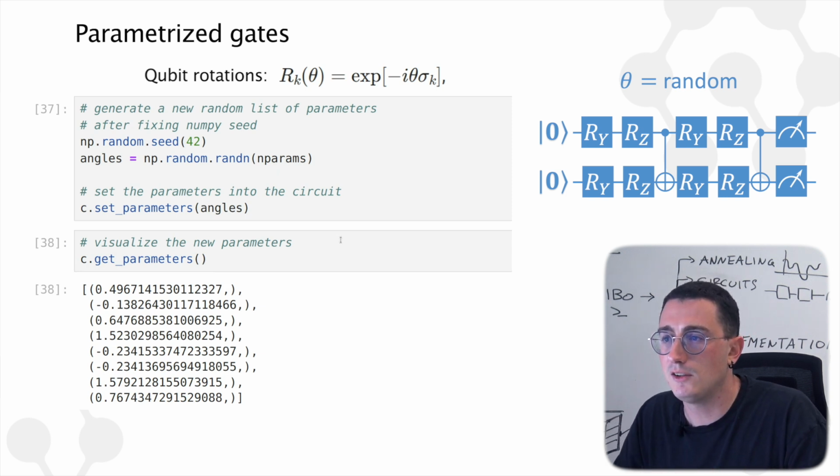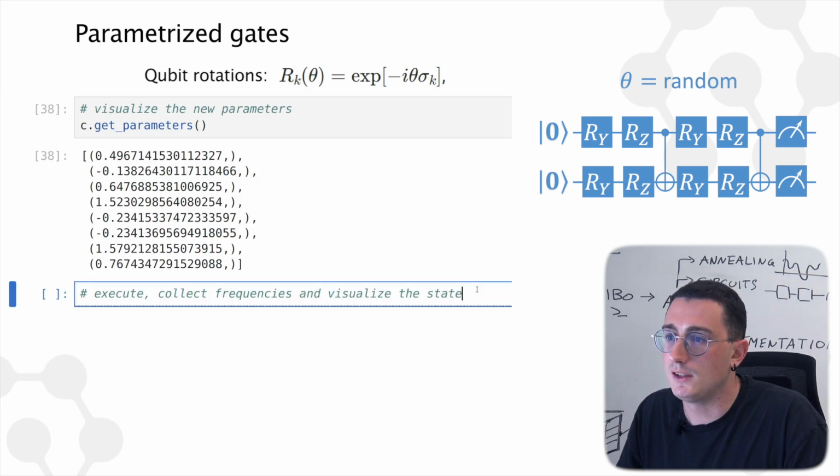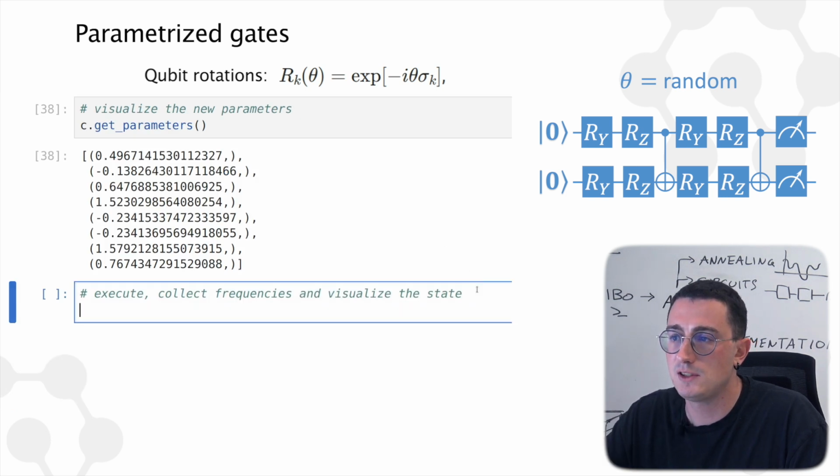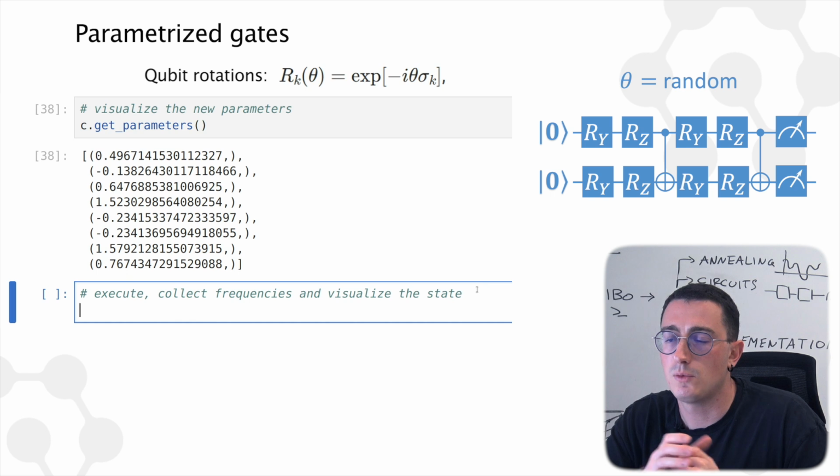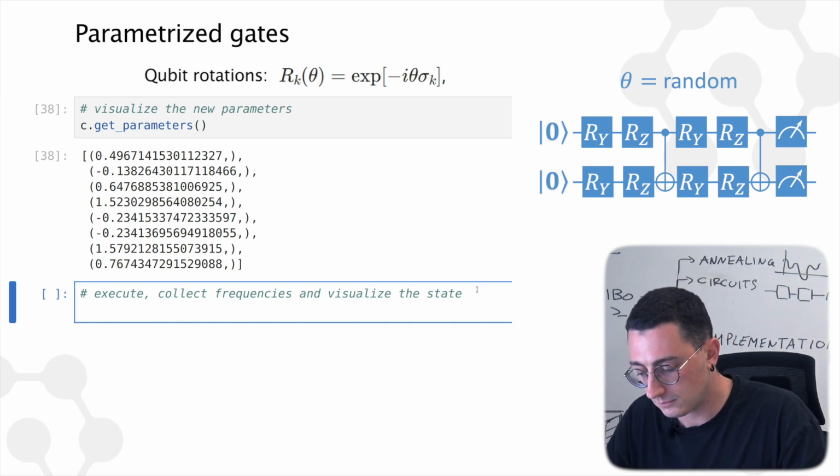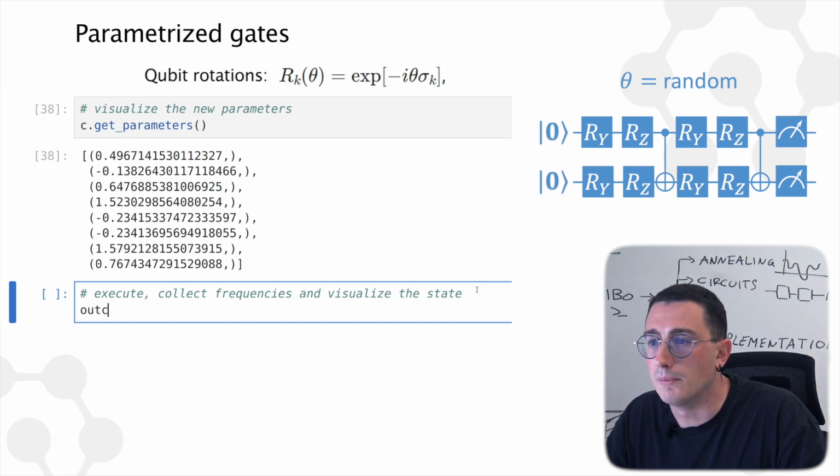So finally, what we can do is to execute the circuit again, collect the frequencies, and then visualize the state, and we expect to see something different from the zero state. So the circuit can be executed as usual. We collect an outcome object.